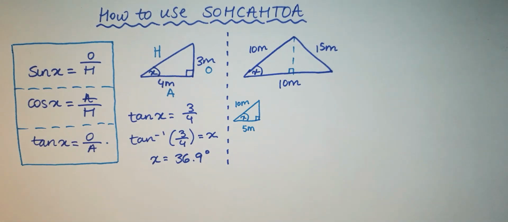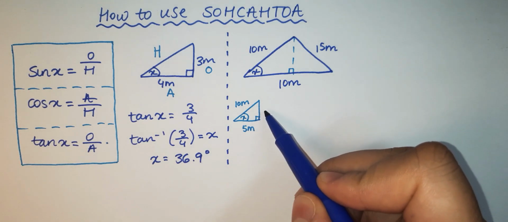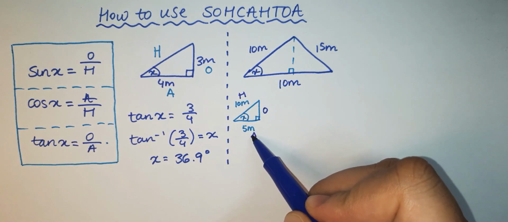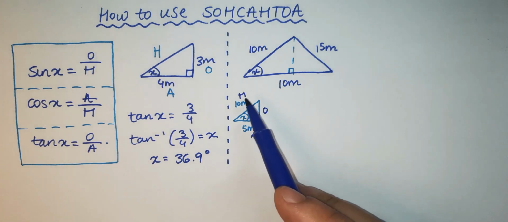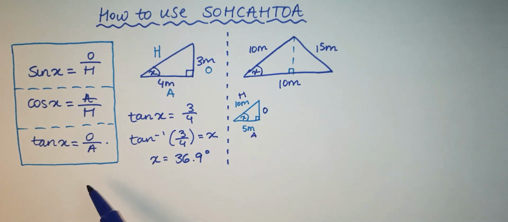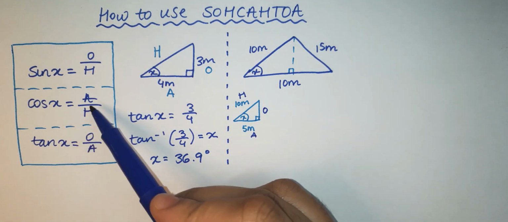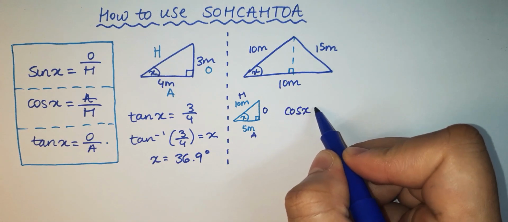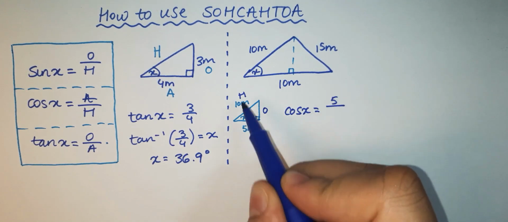And then, as we did over here, we need to label this triangle. The opposite is here, the hypotenuse is here, and the adjacent is here. Now, we need to match this triangle with the equations. We have the adjacent and the hypotenuse. So A and H is this one. So it's cos. So we're using cos of x is equal to the adjacent, which is 5, over the hypotenuse, which is 10.